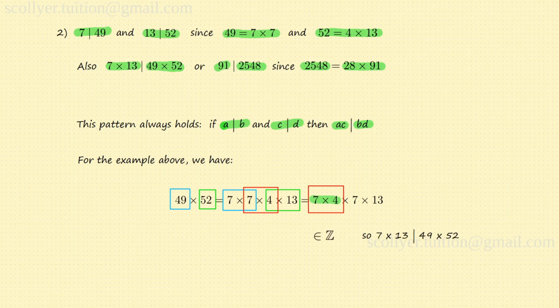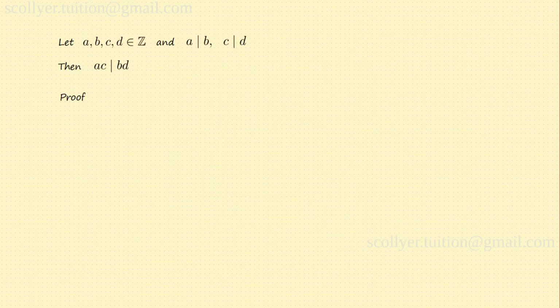But 7 times 4 is an integer, so we can create 49 times 52 by multiplying 7 times 13 by an integer, so 7 times 13 divides 49 times 52. And we will now prove that this pattern always holds. So the fact that we want to prove is if a, b, c, and d are integers in the set Z, and a divides b and c divides d, then ac divides bd.